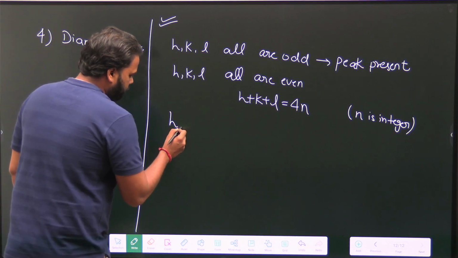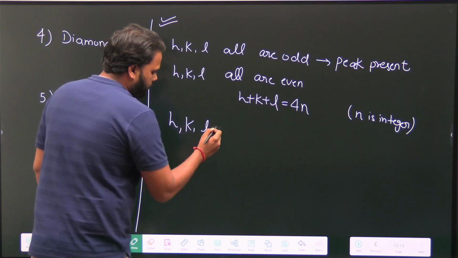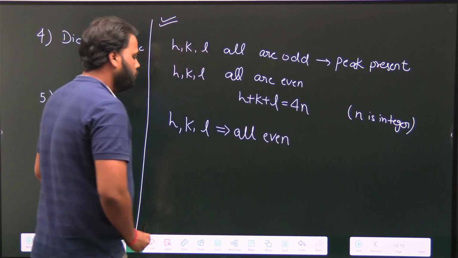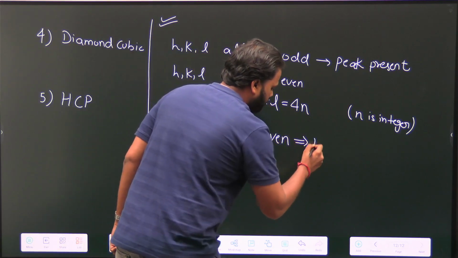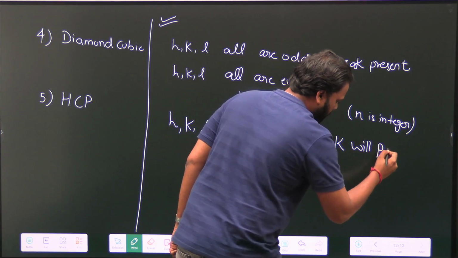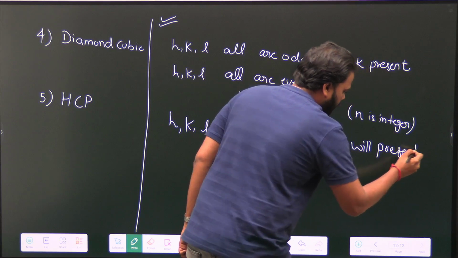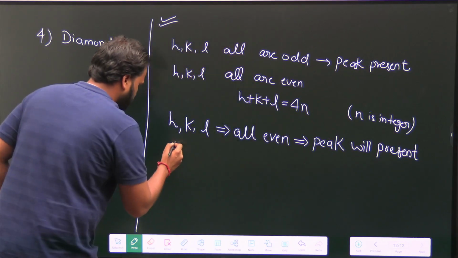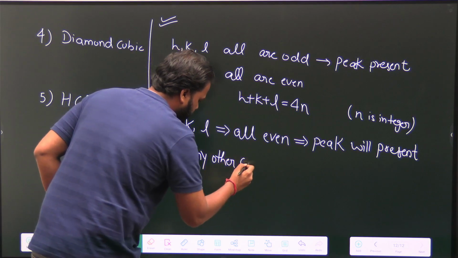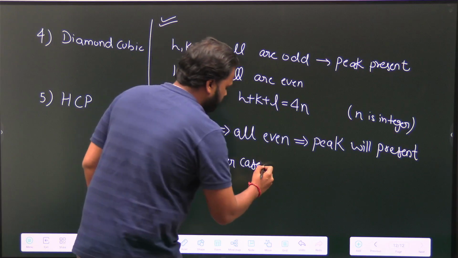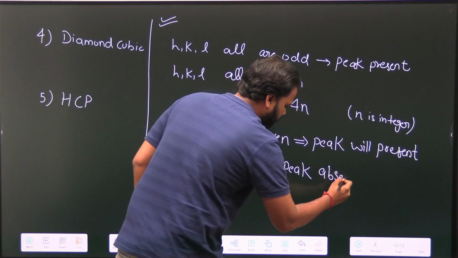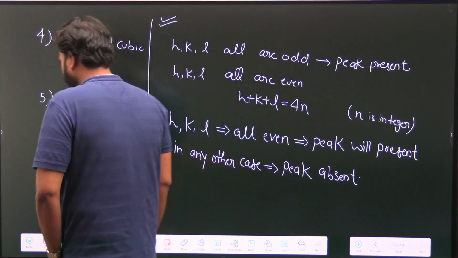Okay, for the hexagonal closed pack HCP, the HCP case is very simple, h k l should be all even. अगर तीन के तीनों इवन है, only then the peak will be present, and in any other case peak will be absent. Clear? Very simple.